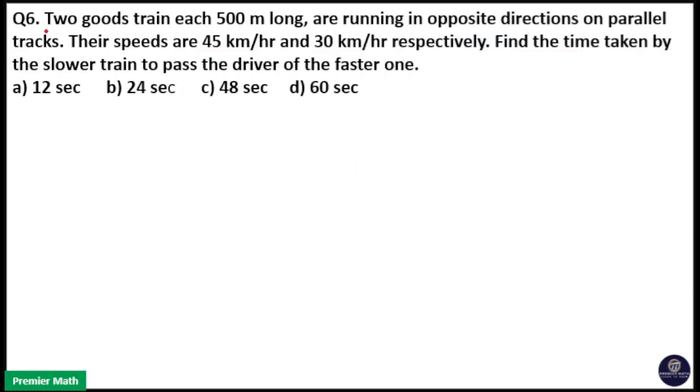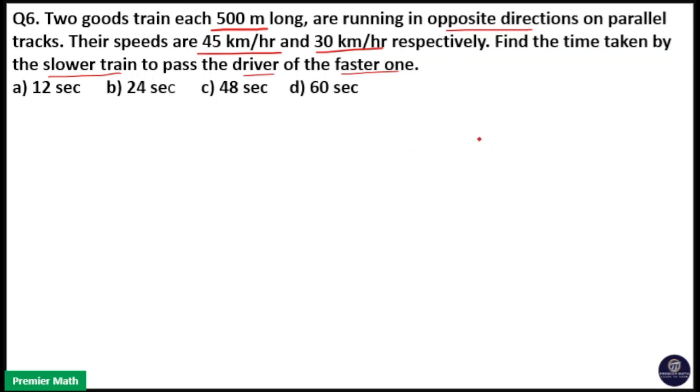Next is question number 6. Two goods trains, each 500 meters long, are running in opposite directions on parallel tracks. Their speeds are 45 km per hour and 30 km per hour. Find the time taken by the slower train to pass the driver of the faster one.